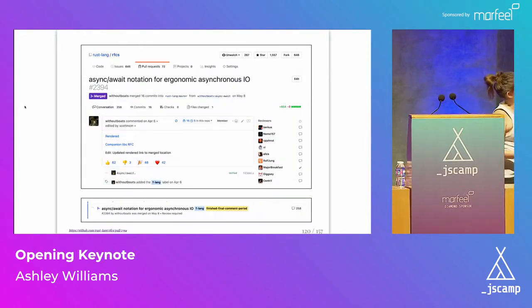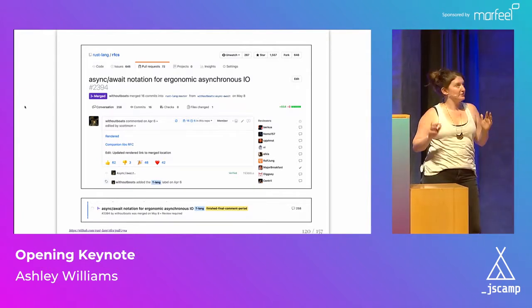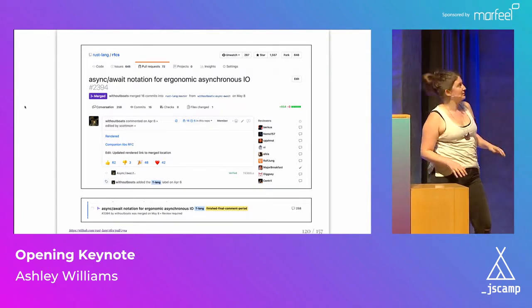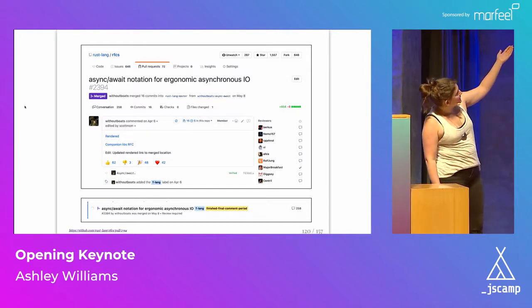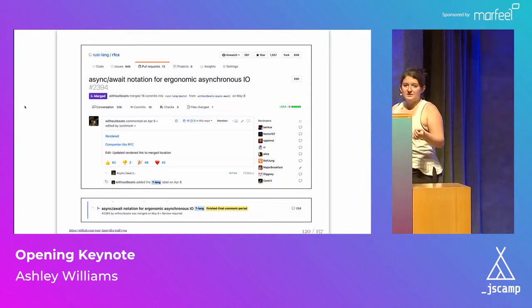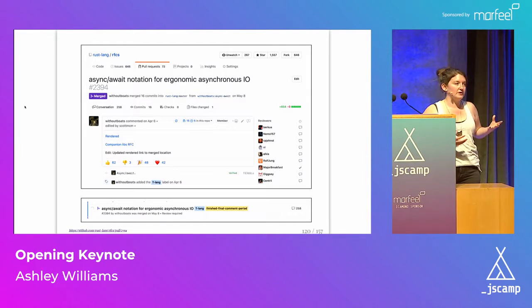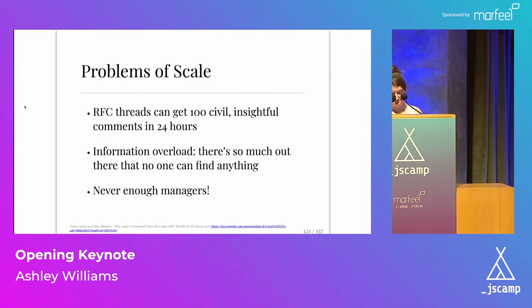So in talking about async await, you can already see, I don't know how many people here love the emoji reactions. We do not feel great about them. But the PR for async await notation had 258 comments. And so with this kind of radically open approach to programming language design, you can probably already start to see that there are some issues with it.